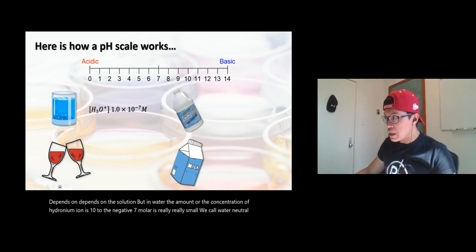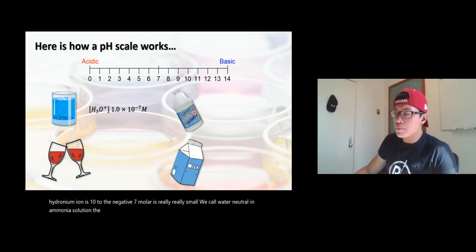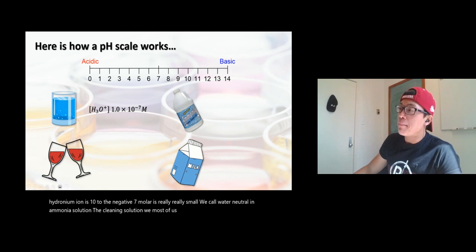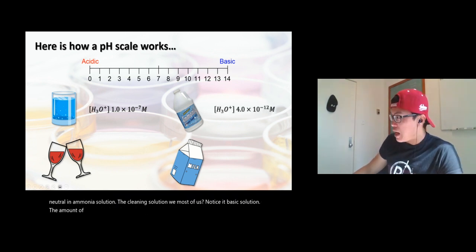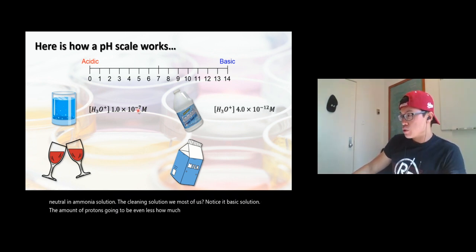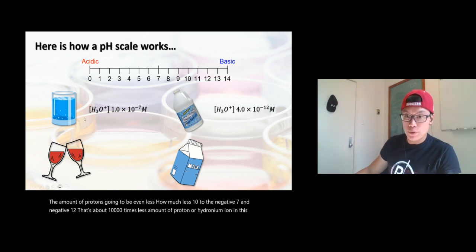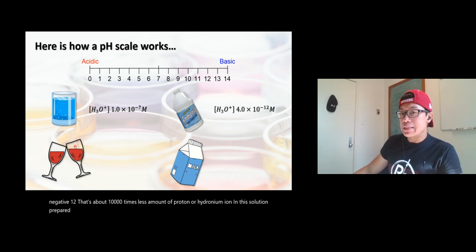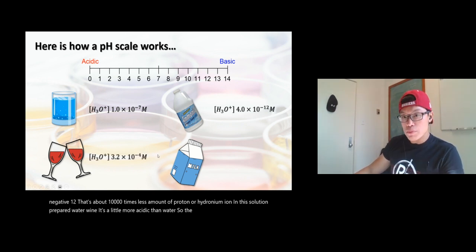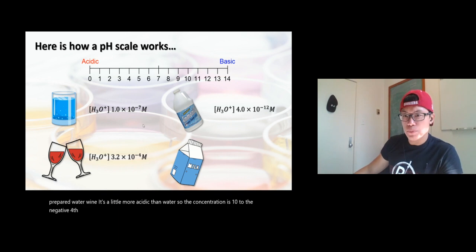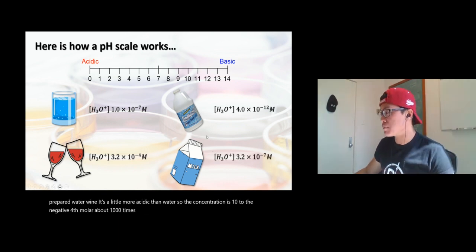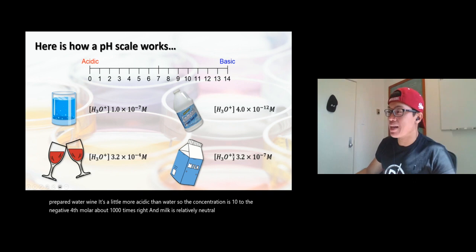In ammonia solution, the cleaning solution, most of us know this is a basic solution. The amount of proton is going to be even less. How much less? 10 to the negative 12, which is about 10,000 times less proton or hydronium ion compared to water. Wine is a little more acidic than water, so the concentration is about 10 to the negative 4th molar, about 1,000 times more. And milk is relatively neutral, just slightly more acidic than water.